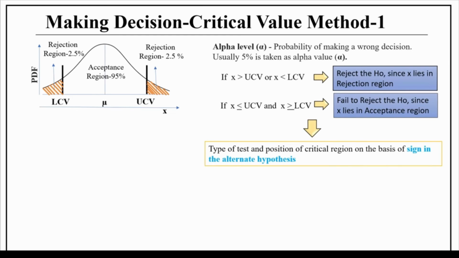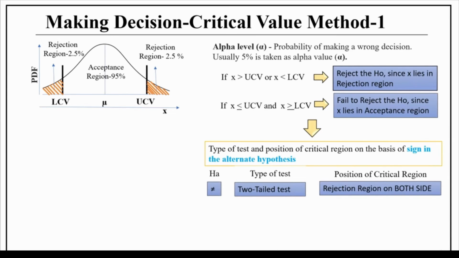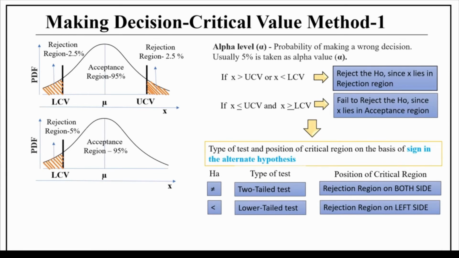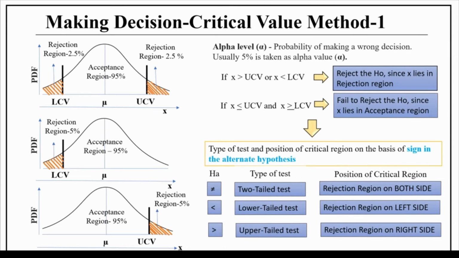The type of test and the position of the critical region is determined on the basis of the sign in the alternate hypothesis. The first one is when the alternate hypothesis has a not equal to sign. The graph which is shown here falls under this category, and it is called a two-tail test, and we know that the rejection region is on both sides. The second one is when the sign is less than, so the test is a lower tail test and the rejection region is on the left hand side. The third one is when the sign is greater than, so the test is an upper tail test and the rejection region is on the right side.